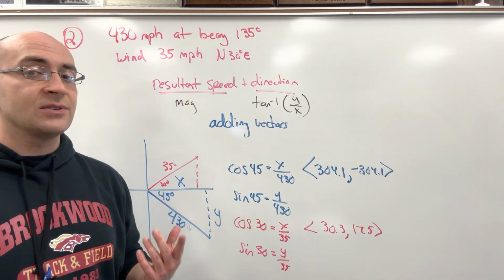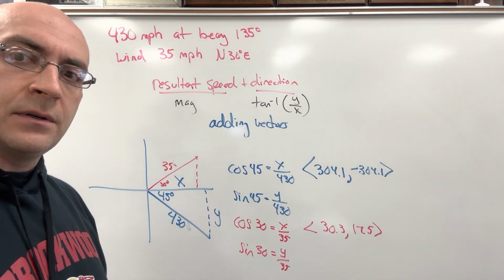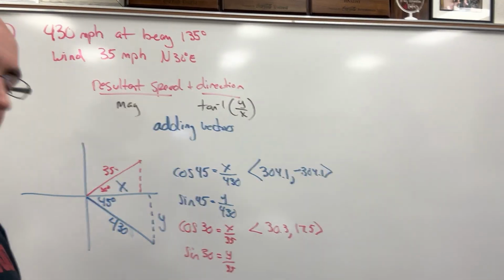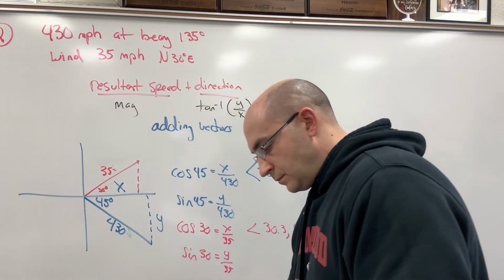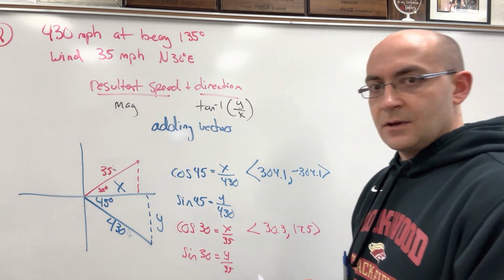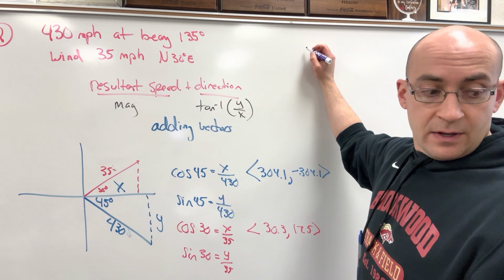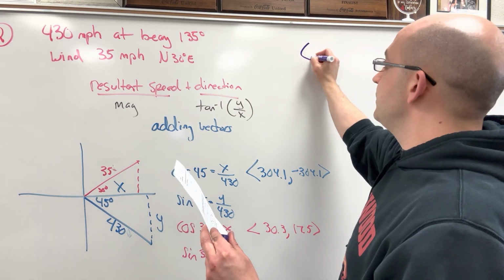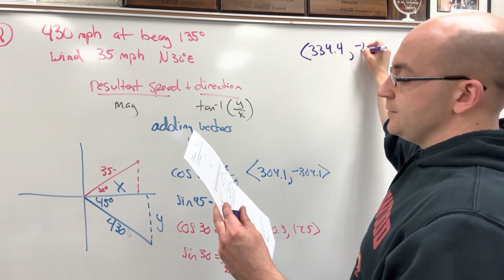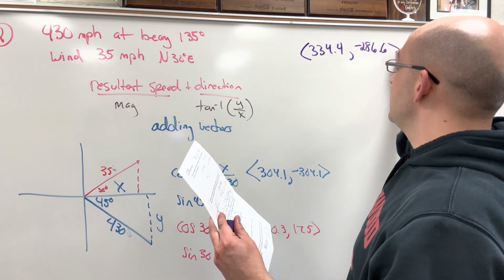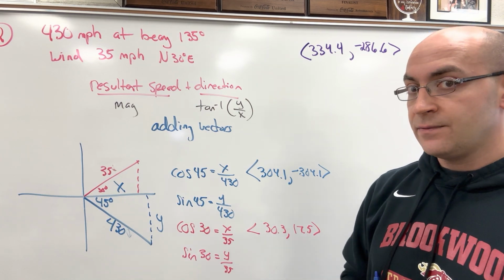We are adding vectors together, so I'll add them and put it over here a little bit. Hopefully you can see that. I did this beforehand. When we add those vectors, we're just adding the x values and the y values together. So we're going to have 334.4 comma negative 286.6. That is the resultant vector in component form.